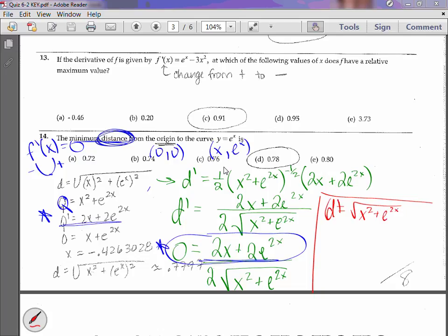If I square both sides, then I get my distance squared. It's x squared plus e to the 2x. Now when I take my derivative, it would be 2d times d prime, equals 2x plus 2e to the 2x. Once again, we want to take our derivative and set it equal to 0.